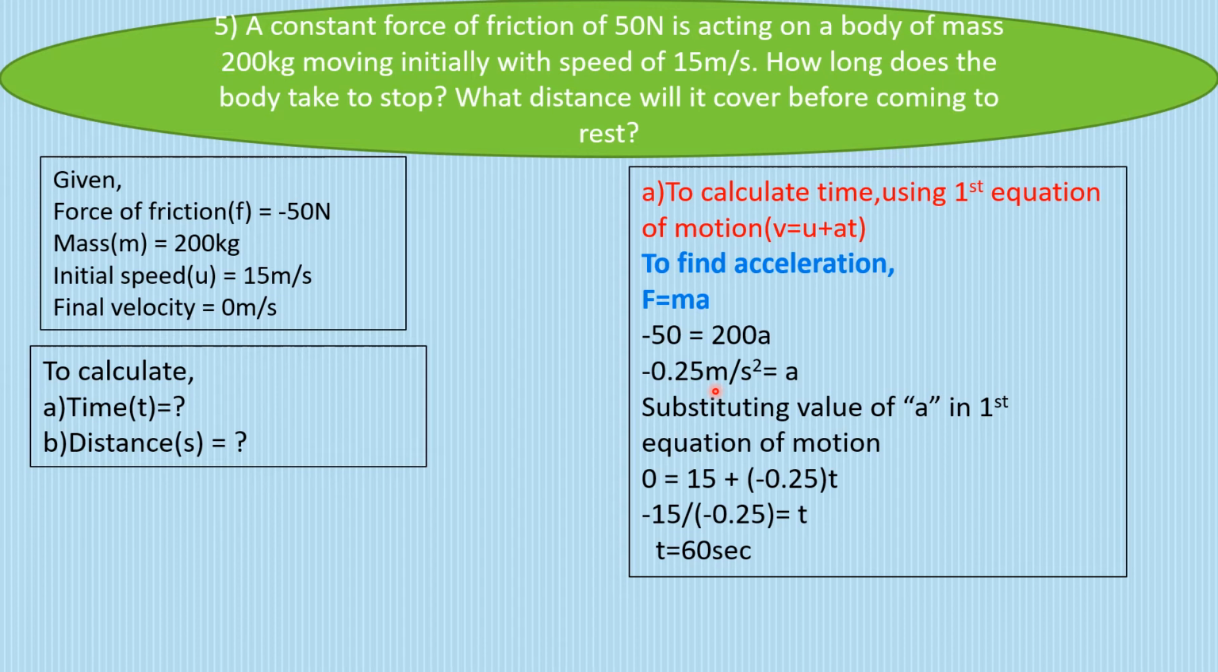So what do we do now? Now you have acceleration, initial velocity and final velocity, so time can be calculated by substituting all of them in the first equation of motion. Final velocity is 0, initial is 15, acceleration is -0.25 into time. Now how to solve it? It is in multiplication with time, so first this 15 will go to the other side, it is an addition here, so that side will be -15 divided by 0.25. It goes along with the negative sign. So divided by -0.25, minus minus cancel, 15 divided by 0.25.